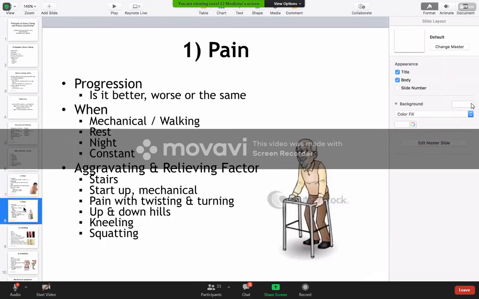Continuation of the pain questions, progression. When is this happening? Is it with rest? Is it at night? Constant or only mechanical with walking? Ask about aggravating and relieving factors.